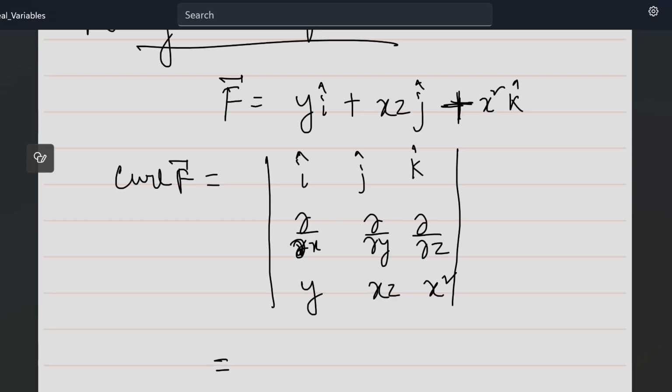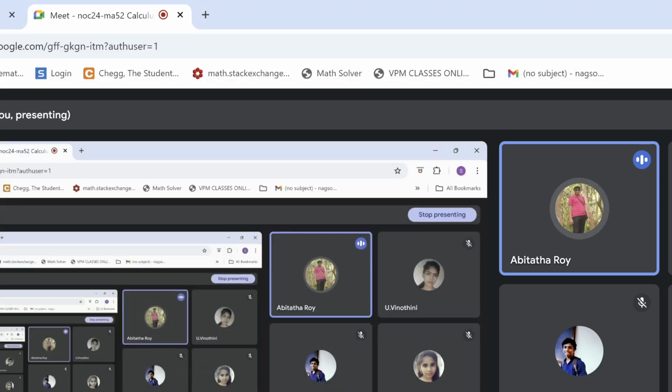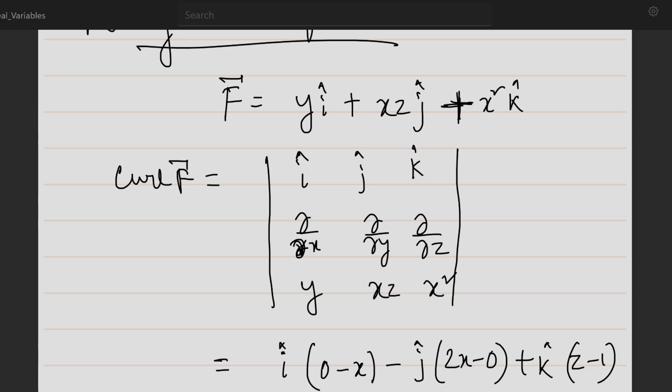Okay. So what is this curl? Correct? Tell me. Yes. Yes, sir. Okay. All others? Okay. So you find the curl.